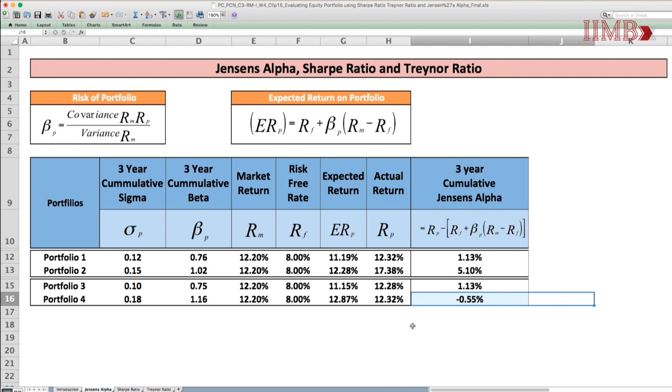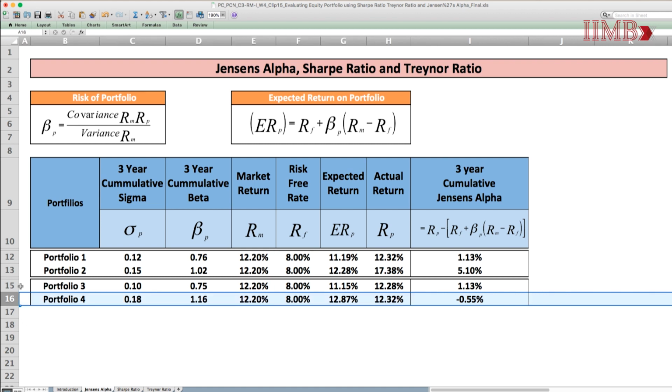Now it's a no-brainer. Out of the 4, you would obviously want to not invest in portfolio 4, because it's giving you a Jensen's alpha which is negative. In other words, it gave an actual return of 12.32 when the expected return was 12.87. In other words, this portfolio gave you an actual return which is less than the expected return.